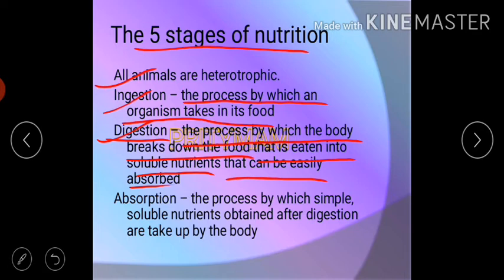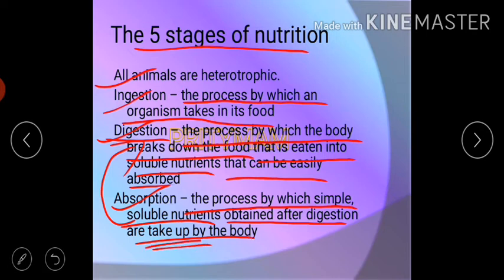The next stage of nutrition is absorption. The food which is converted into soluble nutrients has to be absorbed. So, absorption is the process by which the simple soluble nutrients obtained after digestion are taken up by the body. The process by which simple soluble nutrients obtained after digestion are taken up by the body is called absorption.